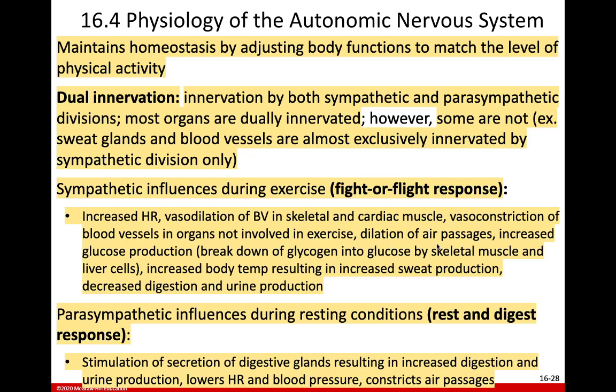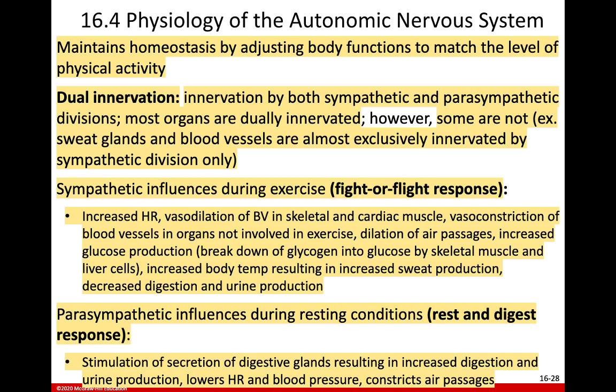Dilation of the air passages, opening up the respiratory passages so that breathing rate can increase. Increased production of glucose, again, providing more energy for those muscles to be able to contract for the physical activity that you're doing. And how do we increase the production of glucose? Well, we break down glycogen in your skeletal muscle cells and your liver cells. So your skeletal muscle cells and liver cells store glycogen that can be broken down into glucose to meet increased energy needs.